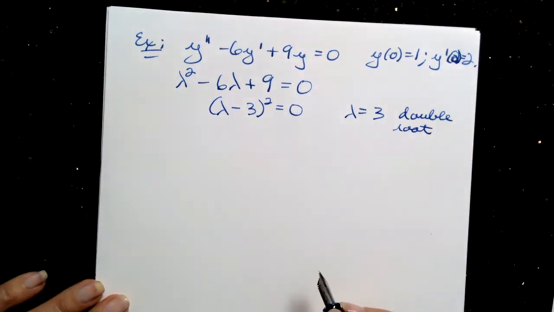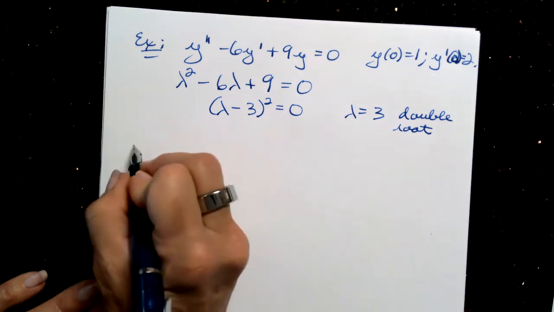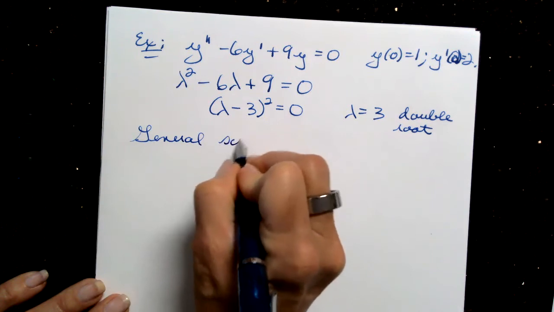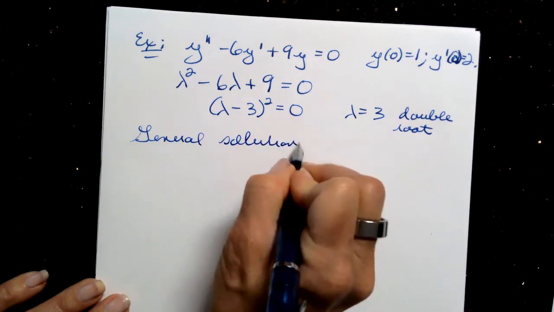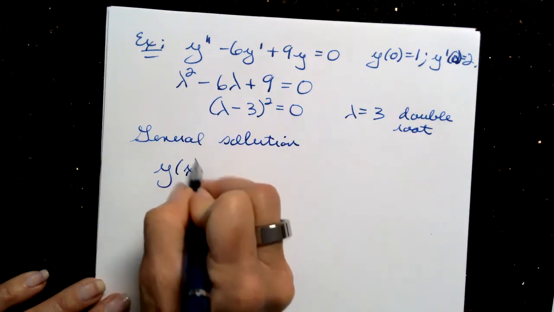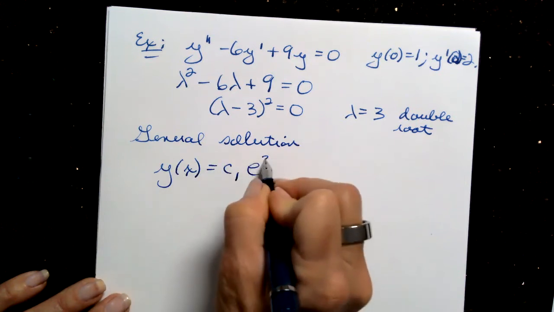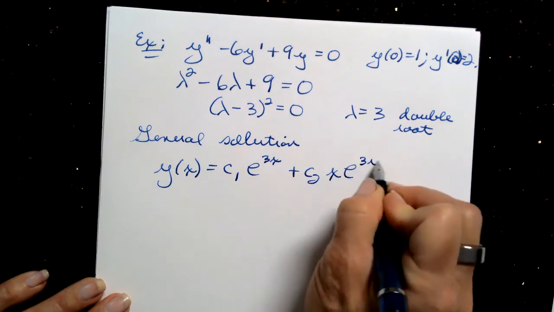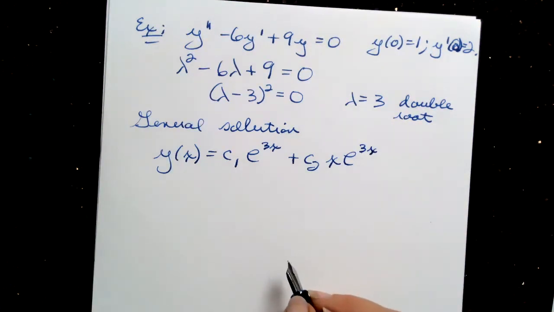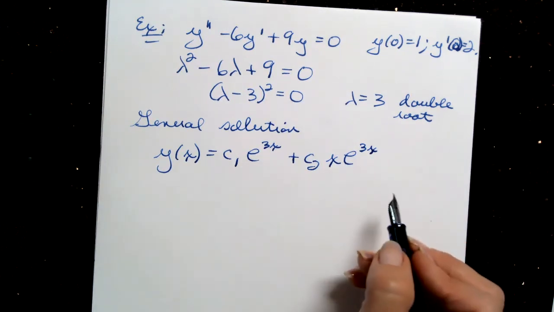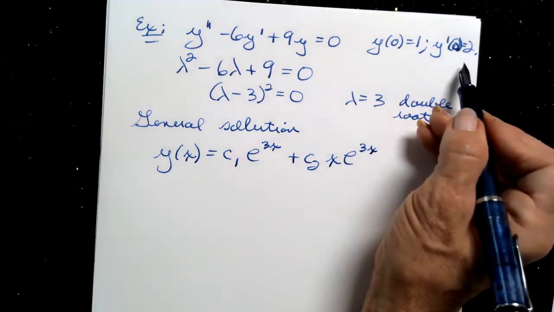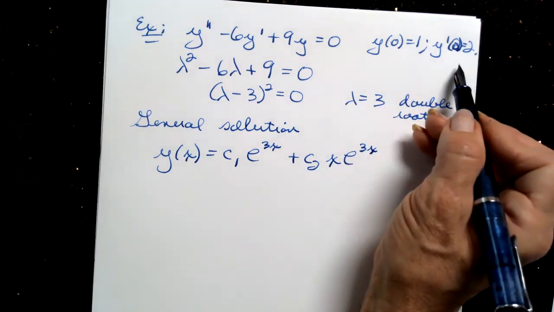So you're in the case of a double root. As we just saw, then the general solution is y of x is equal to c1 e to the 3x plus c2 x e to the 3x. Okay, so once you know the routine, and it's a double root, you know the routine. The other cases, you know the routine. Now we have to figure out how to satisfy these initial conditions.